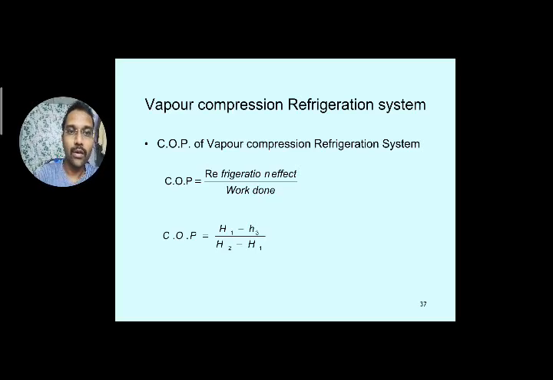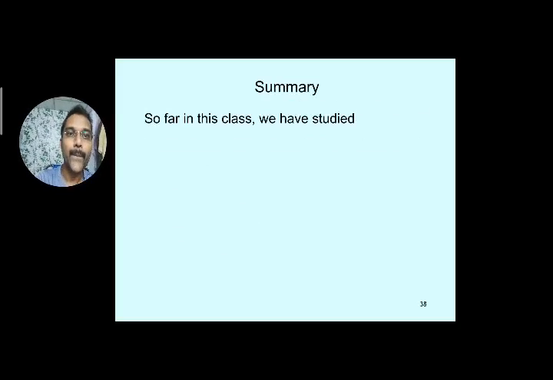The work done, as we have already seen, is H2 minus H1. The refrigerating effect is the heat absorbed in the evaporator, that is H1 minus H3. So this is the COP formula. Please try to remember this formula to find the performance of a vapor compression refrigeration system in terms of enthalpies.